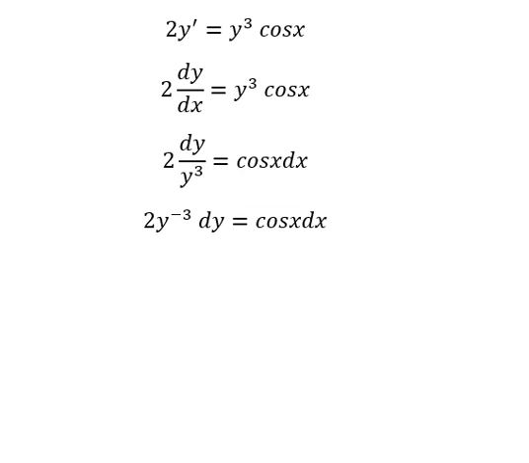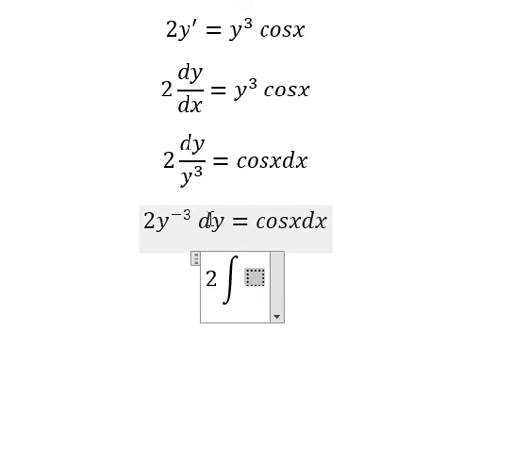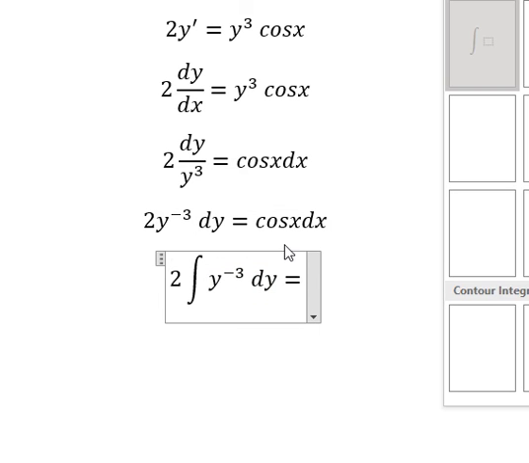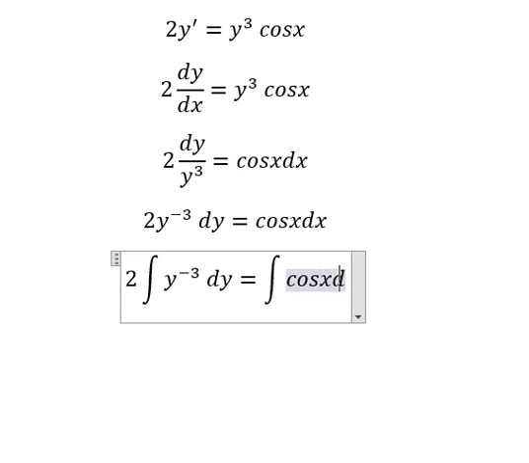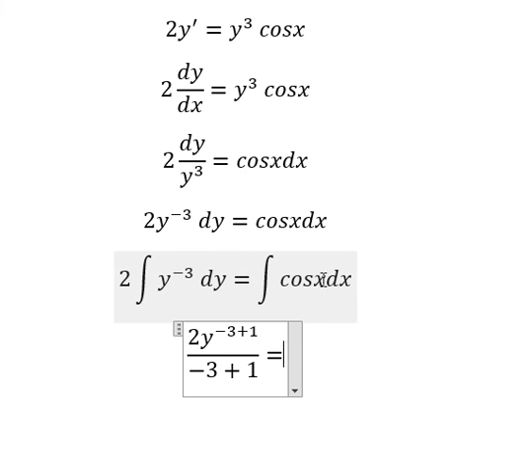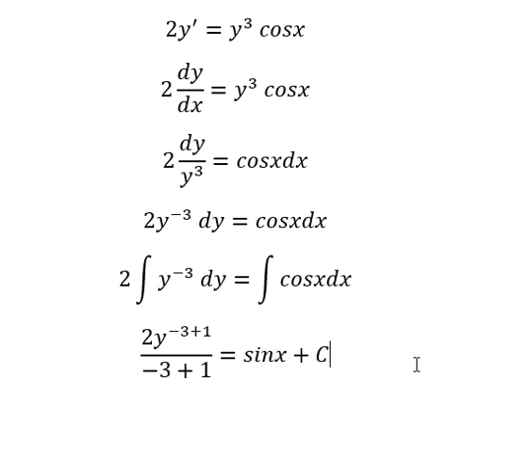Next, we put the integration for both sides. So the integration of this one, you get negative 3 plus 1 over negative 3 plus 1. The integration of cosine x, you get sine x and we put plus c.